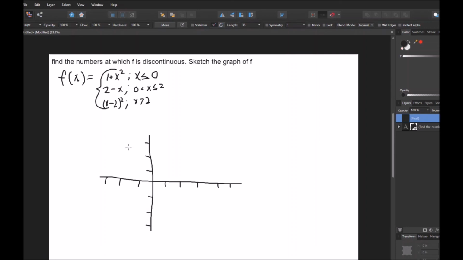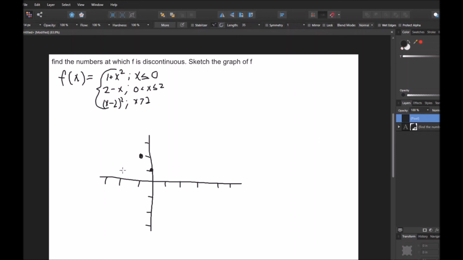Okay, so at x equals 0, that's going to go to this first interval here because 0 is included. So that's going to be 1 plus 0 squared, which is 1, like that. And this interval goes for as long as x is less than or equal to 0. So at x equals negative 1, 1 plus negative 1 squared is 1 plus 1, because negative 1 squared is 1. So 1 plus 1 is 2, like that.